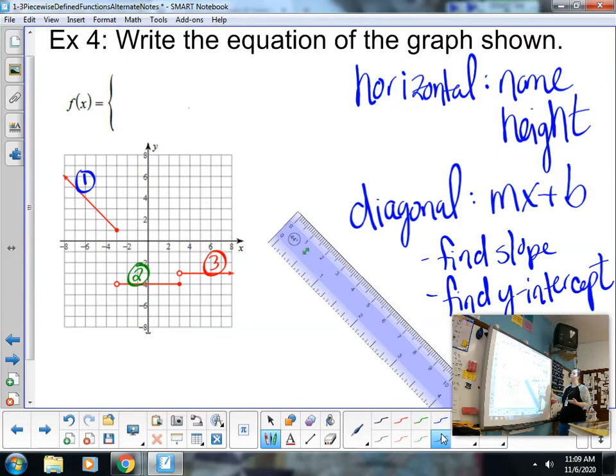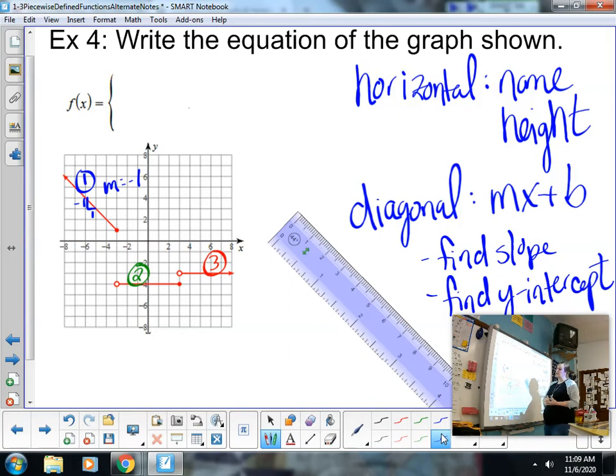If you have a diagonal piece, like piece 1, we're going to be writing the mx plus b form of that, which means we need to find the slope and we need to find the y-intercept. I am going to start with piece 1. So we're down here in this mx plus b. For piece 1, I can pick any 2 points on the line and count the slope. So I'm going to be going down 1 and over 1, which means my slope for piece 1 is going to be -1.